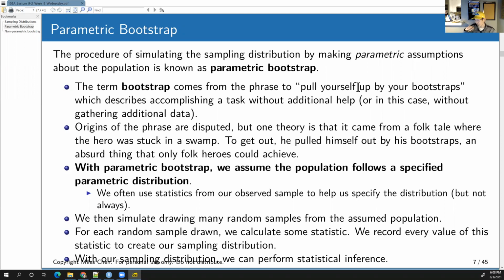And then what you're going to do is simulate drawing a bunch of samples from whatever population you're assuming. And when you do that, you're going to calculate some sample statistic. So maybe the standard deviation of your sample or the variance of your sample or whatever statistic it is that you're looking at. And you just do this a bunch of times, okay? You do a random sample, you record a statistic. Another random sample, record a statistic. Another random sample, record a statistic. You do this a bunch of times. You keep track of every single statistic you've calculated and recorded, and that's going to form your sampling distribution.